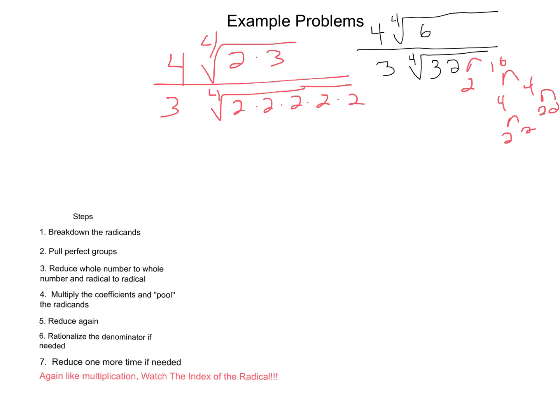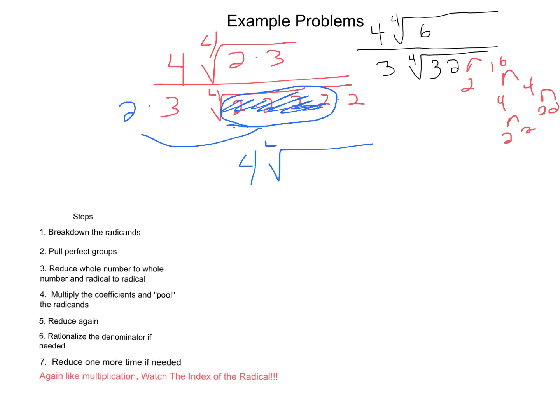All right. So now my next step says let's try to pull perfect groups. Now on the top, I don't have anything. But on the bottom, I've got a perfect set. So let's get rid of that. Let's kick that out as a 2. So we have 4, 4th root of 2 times 3 over 6, 4th root of 2.